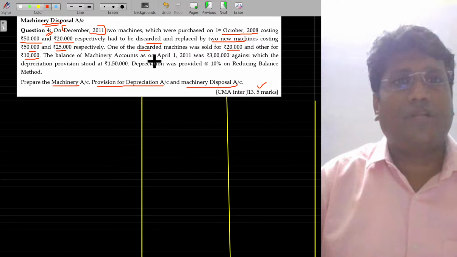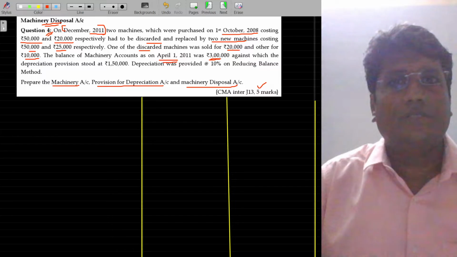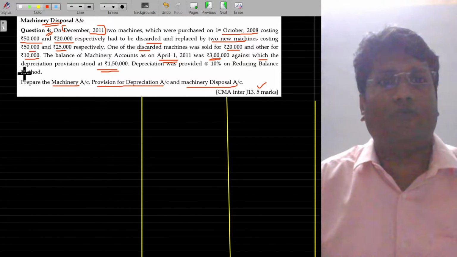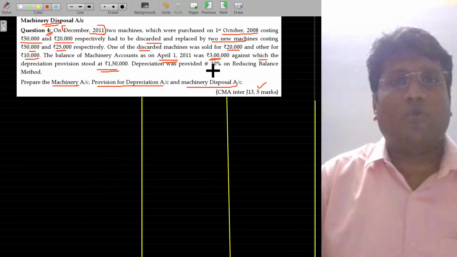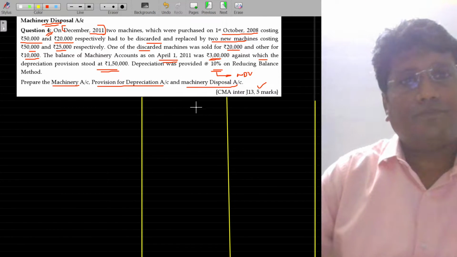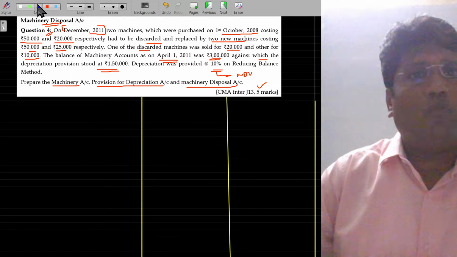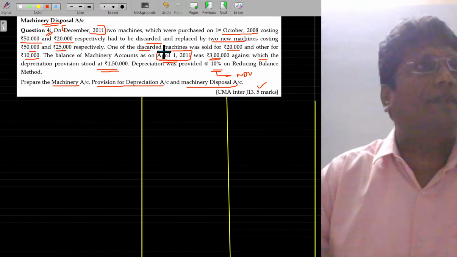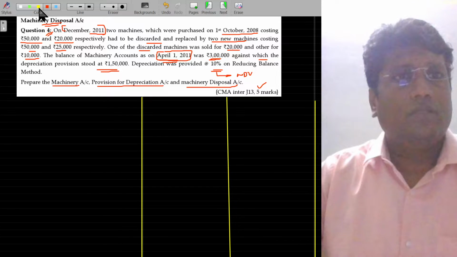The balance of machinery accounts as on 1st April 2011 being 3 lakhs, against which the depreciation provision stood at rupees 1,50,000. Depreciation was provided at the rate of 10% on reducing balance method, which is nothing but WDV method. Right. Let's see here. We have to prepare only for which year? This year, April 2011 to 31st March 2012 only.